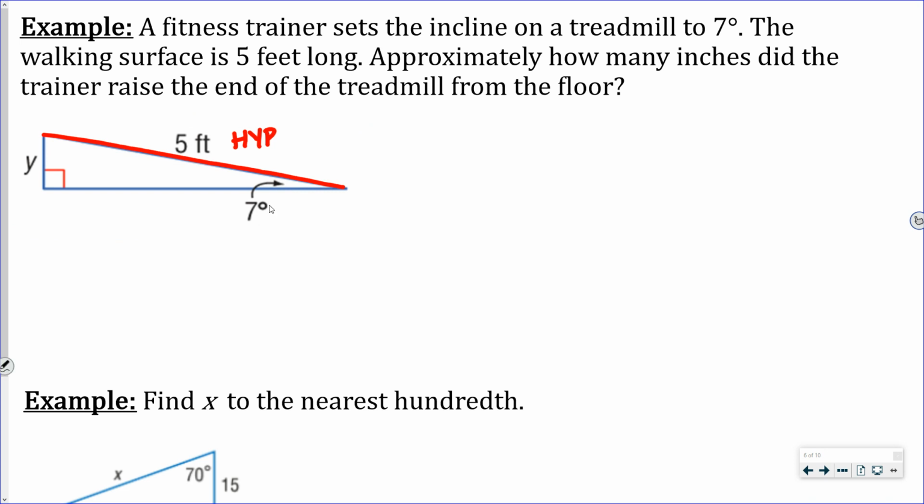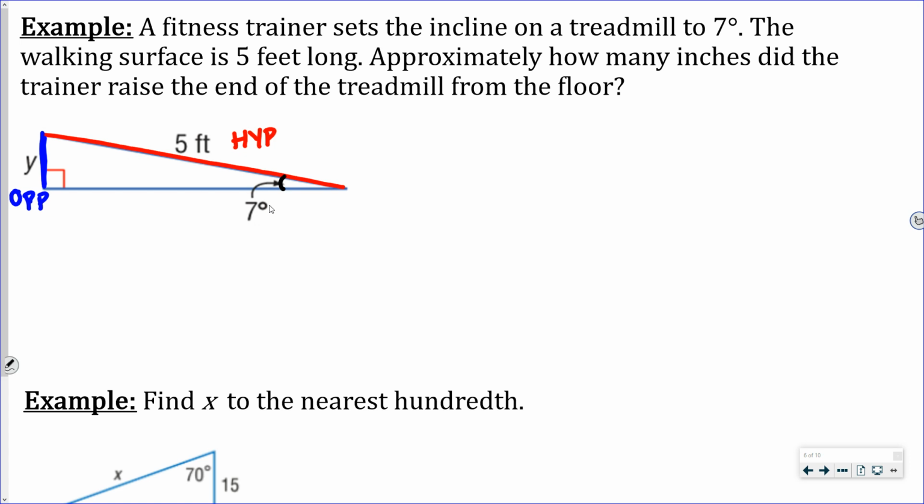Whenever you're trying to find a missing side length, I can't use my special 45, 45, 90 or 30, 60, 90 ratios, because this isn't a 30, 60, 90 or 45, 45, 90, right? I have 7 degrees. So you always want to use the information given to you. You're given the 7 degrees, you're given the hypotenuse, and I'm trying to find what side, the opposite or the adjacent? Opposite if I'm looking at 7 degrees, right? Opposite.